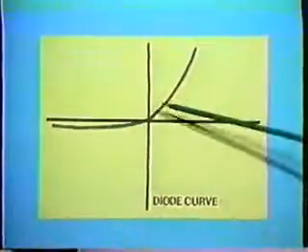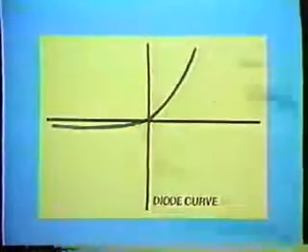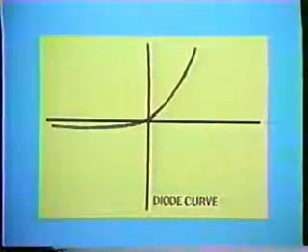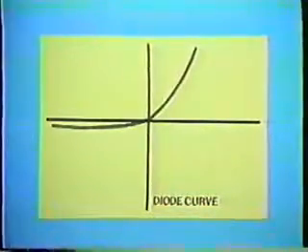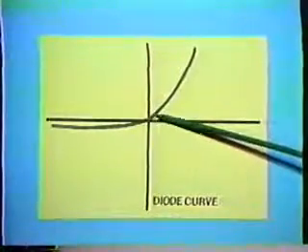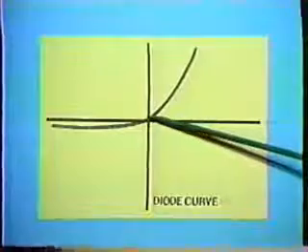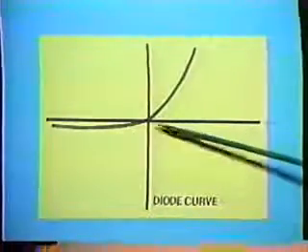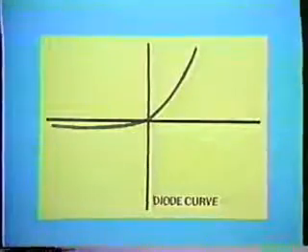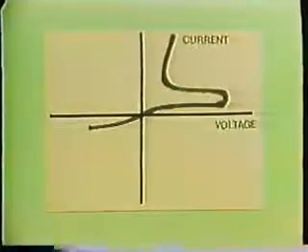Let's look at the characteristic curve of the SCR to see what makes it different from an ordinary diode or rectifier. The curve of an ordinary diode looks like this. Remember that the diode did not conduct, or current did not flow, until the p-n junction became forward biased, and then the current increased like this.